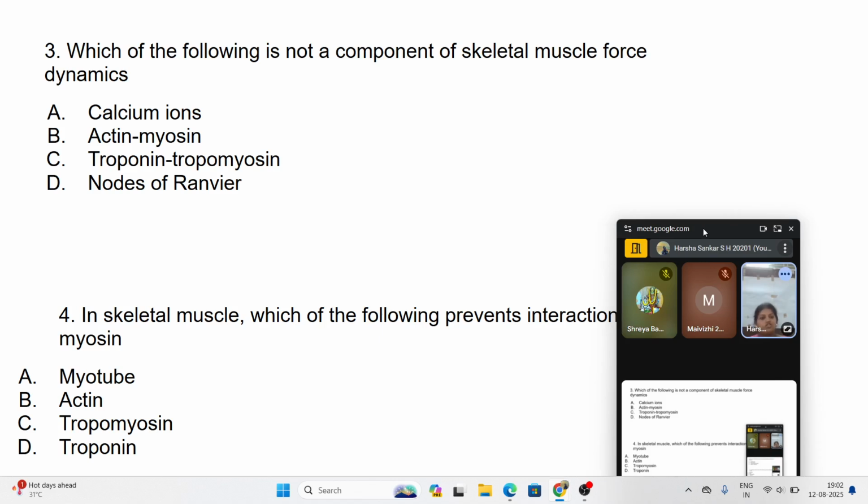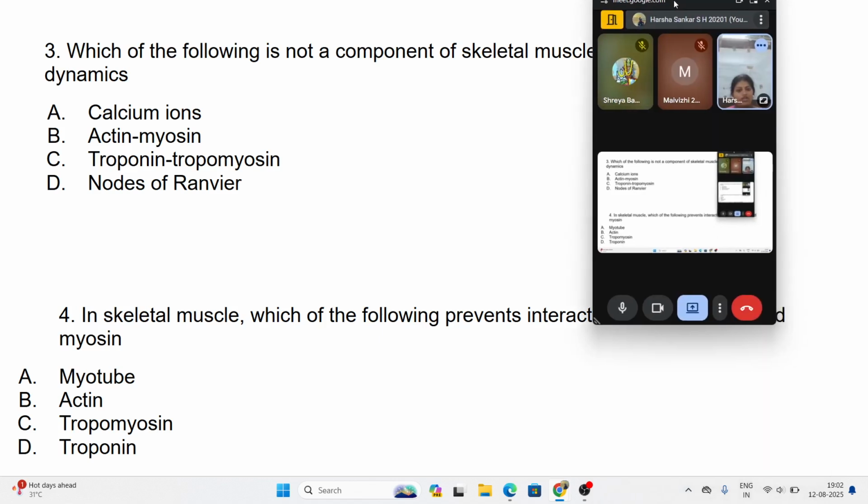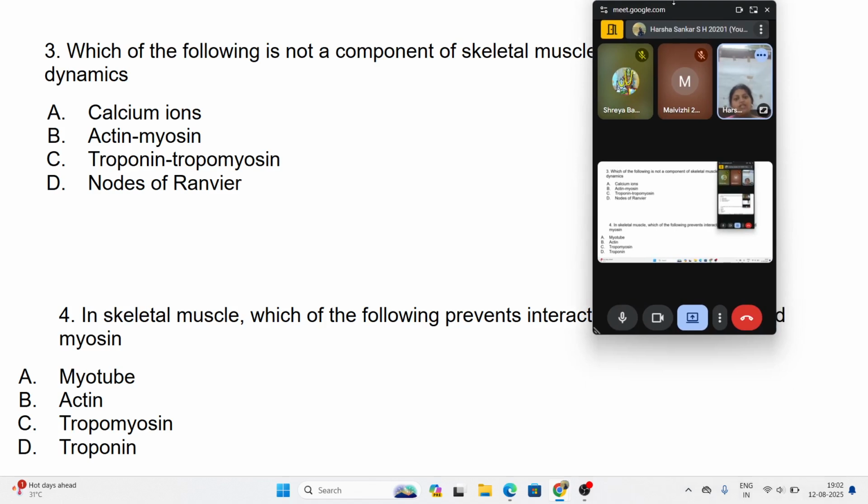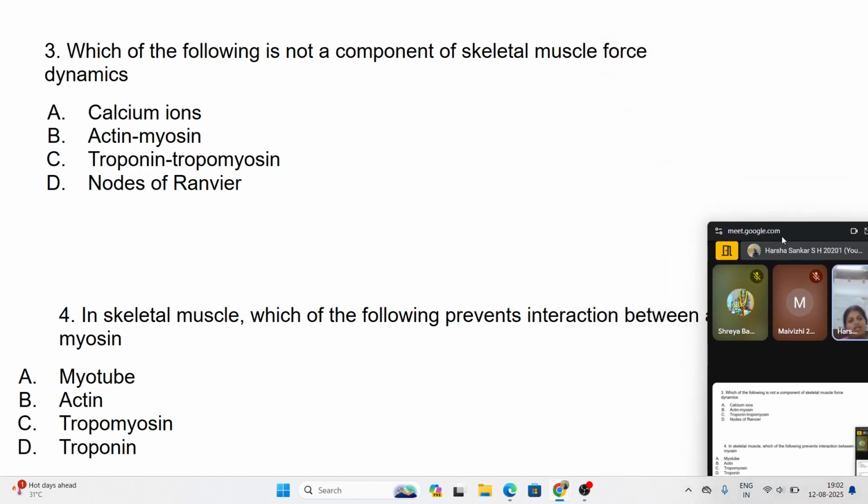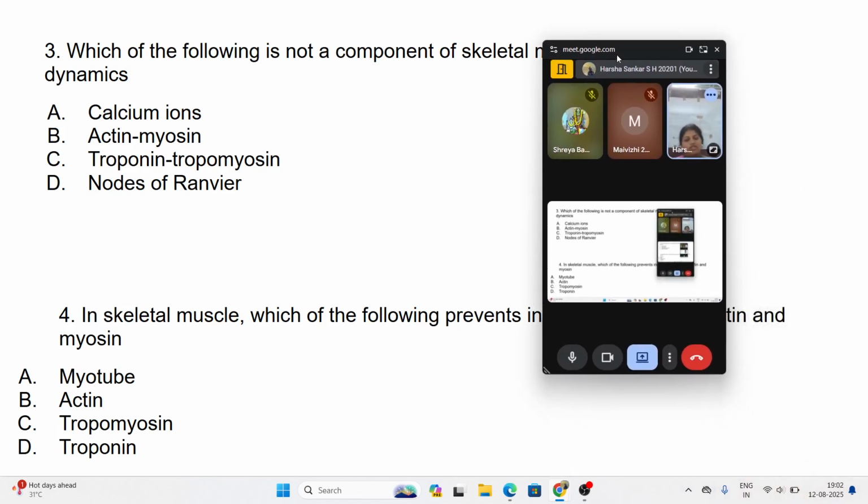Next question. In skeletal muscle, which of the following prevents interaction between actin and myosin? If that is not there, they will keep on interacting, but that structure makes sure that actin and myosin are not interacting. Option A, myotube. Option B, actin. Option C, tropomyosin. Option D, troponin.